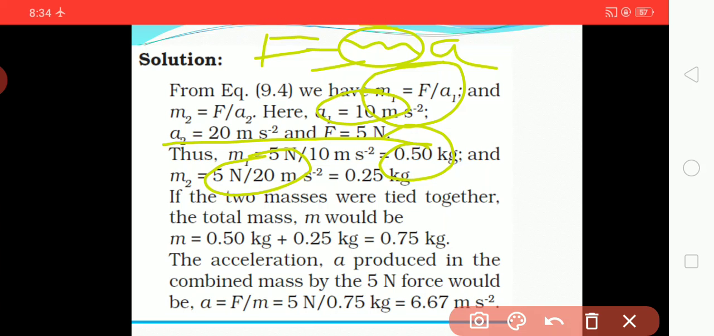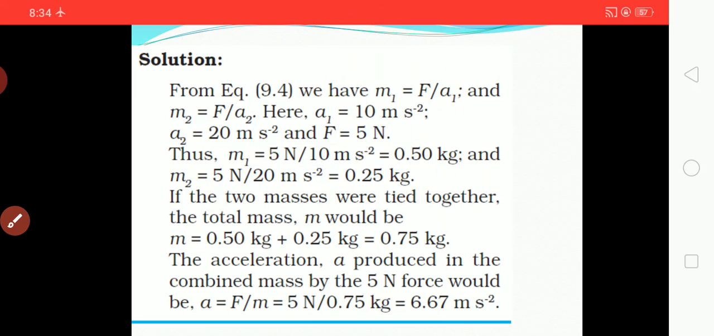Okay, so here both the masses are tied together, it will be 0.75, and then we have a formula, total force which is 5 Newton, mass which is 0.75. Okay, so F upon m. So our acceleration will be 6.67. So we will need to give acceleration of 6.67 if we tie both the masses.